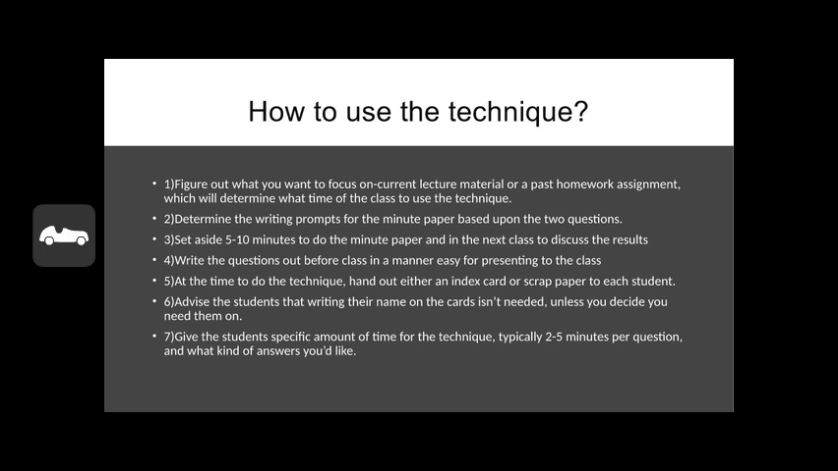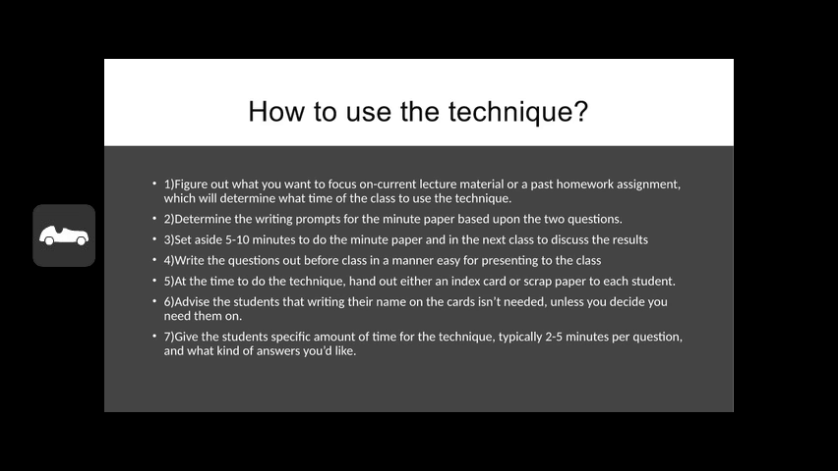Then we determine the writing prompts for the minute paper based upon the 2 questions that we previously talked about. We set aside 5 to 10 minutes to do the minute paper. As well, we set aside time in the next class to discuss the results. We write the questions out beforehand in a manner easy for presenting them to the class, such as on a chalkboard or on a whiteboard or on an overhead projector.